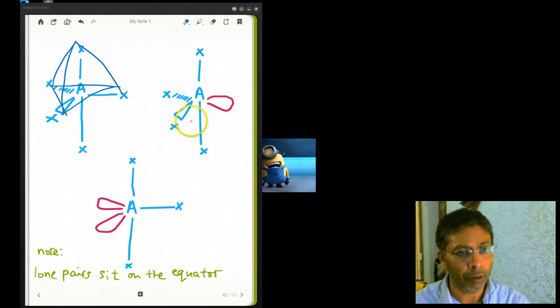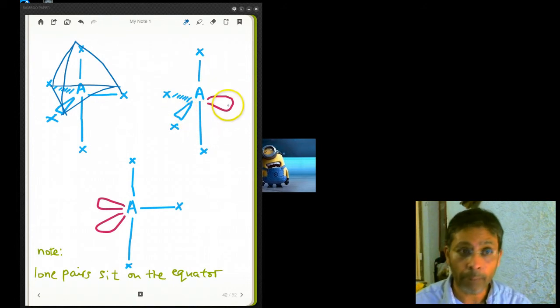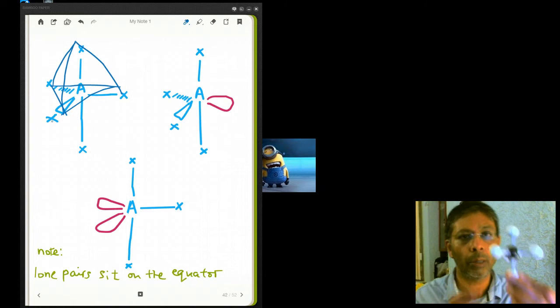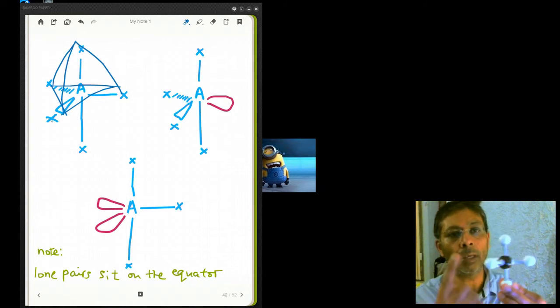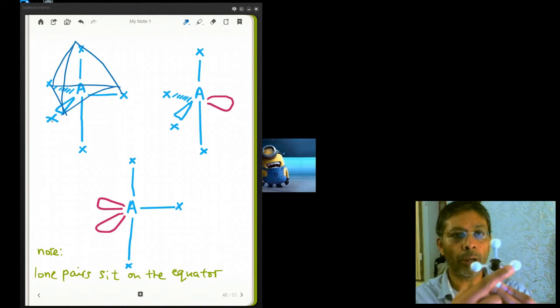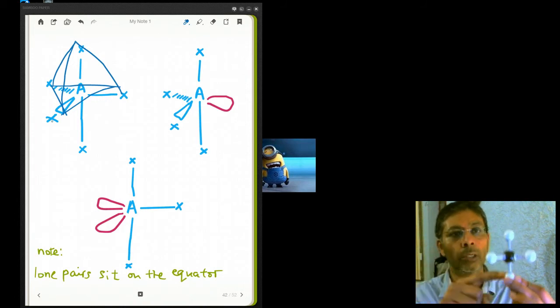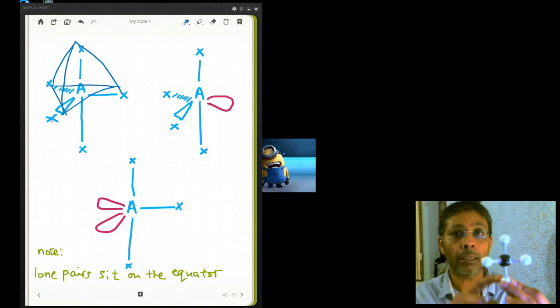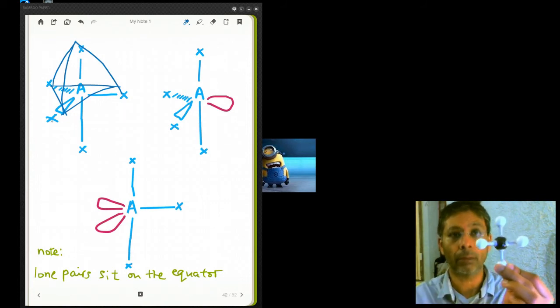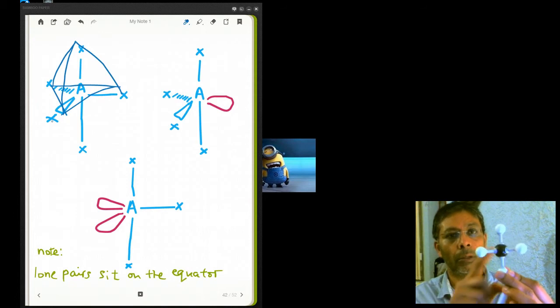If you've got 5 electron regions again, but one of them is a lone pair, then the lone pair will sit on the equator. These atoms over here, this one and this one, are sitting on the equator. Imagine that's a globe. These 3 are on the equator, so they're called equatorial ions or atoms. And these 2 are sitting on the north and south poles, or the axes, so these 2 are called the axial atoms or ions.